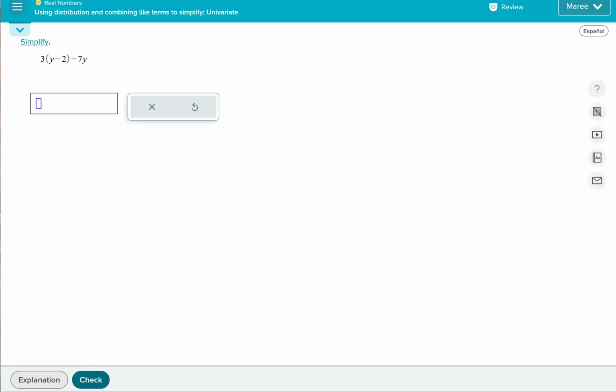Okay, so here's another one where we're going to be distributing. So we take that 3 outside the parentheses, we multiply it by both terms inside the parentheses. So 3 times y is 3y, and 3 times negative 2, or you could put a minus 6, and then we have that negative 7y. So our terms are 3y, a negative 6, and a negative 7y.